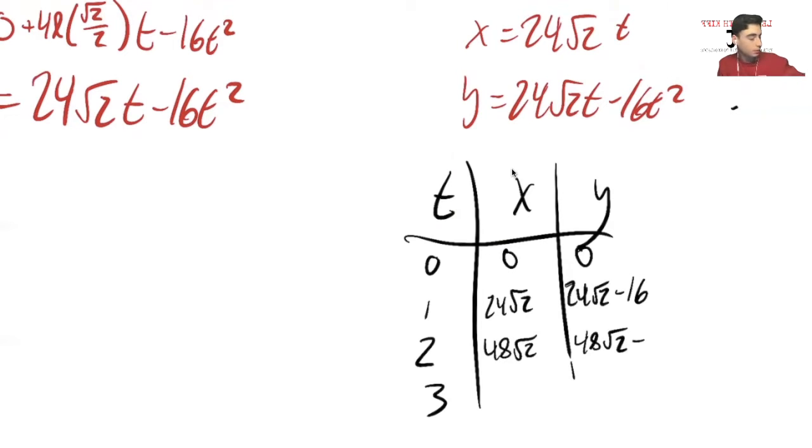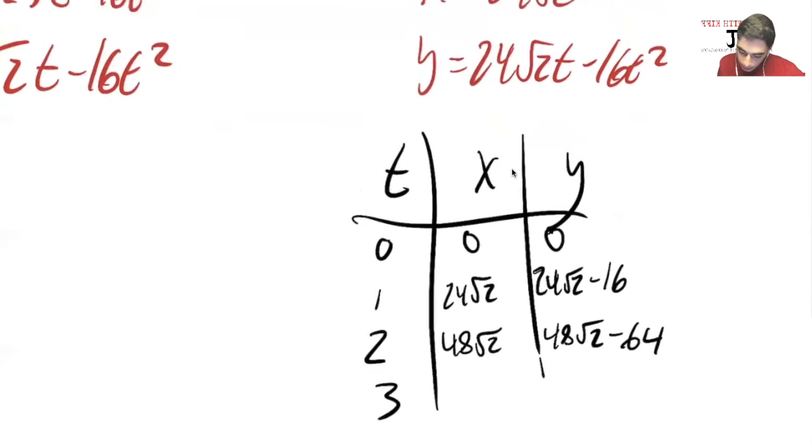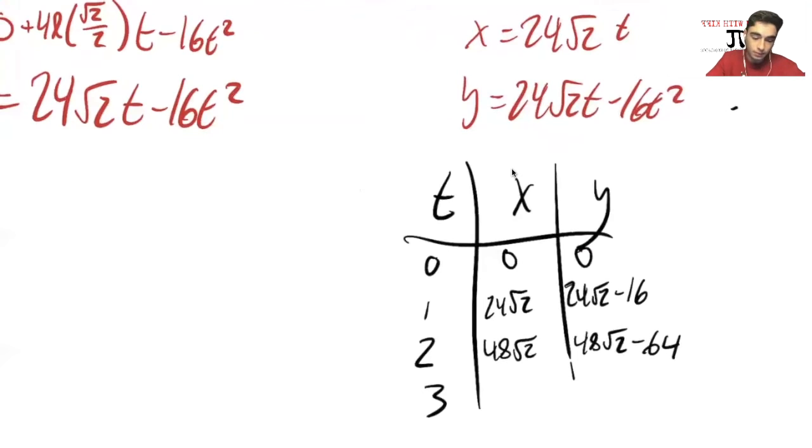16 times 4, 64, easy enough, minus 64. And for 3, we'll have x equals 72 radical 2, and y equals 72 radical 2 minus 16 times 9, which is 144.